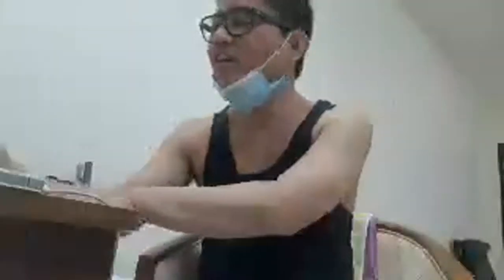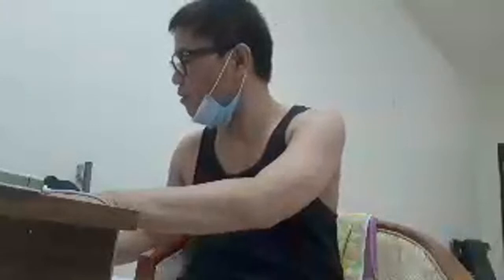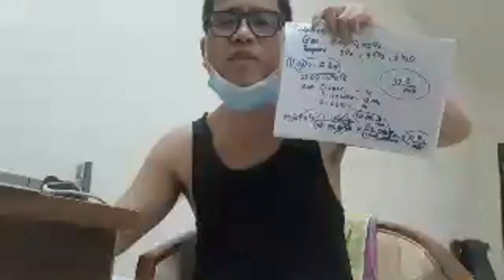But for the third, I will show you something. 6 times 44 is equal to 67 grams of carbon dioxide. This is the second answer. The first is 26.65 grams of oxygen.